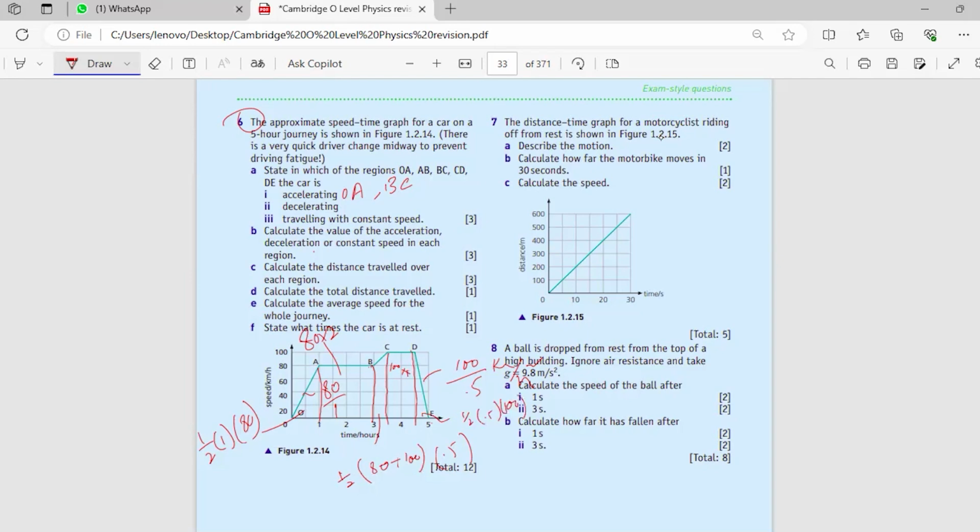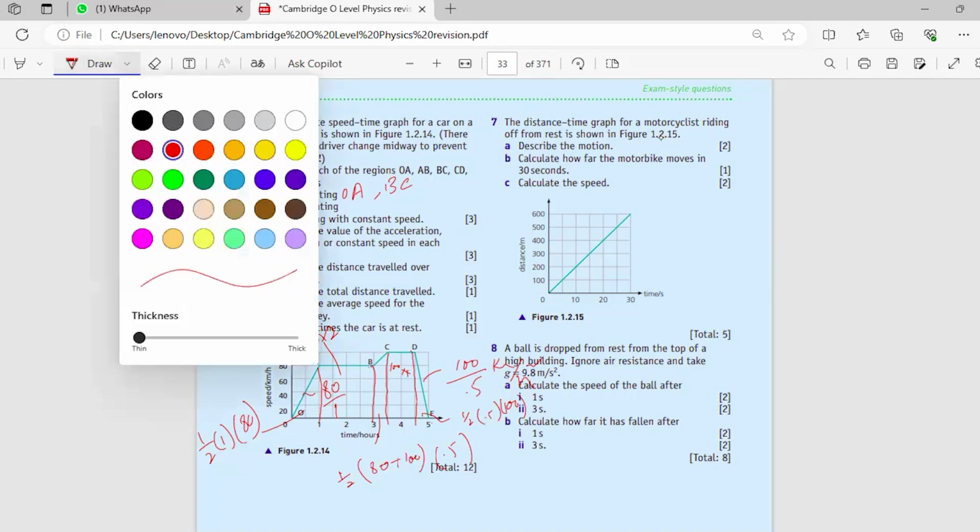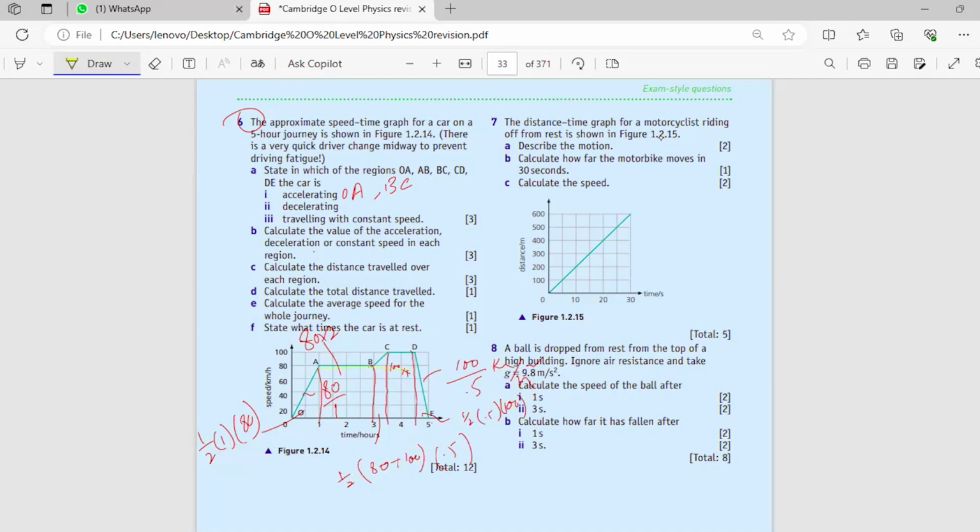This can also be done by this method. You divide that into a rectangle and trapeziums. This is a trapezium, this is a trapezium. There are two trapeziums. You find out their areas and add them up. You will get some answer.